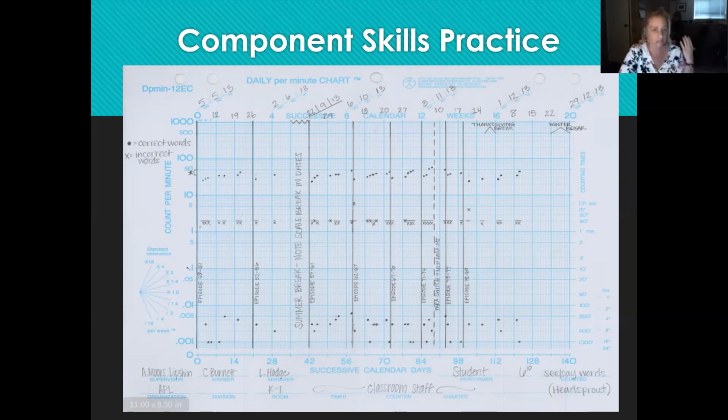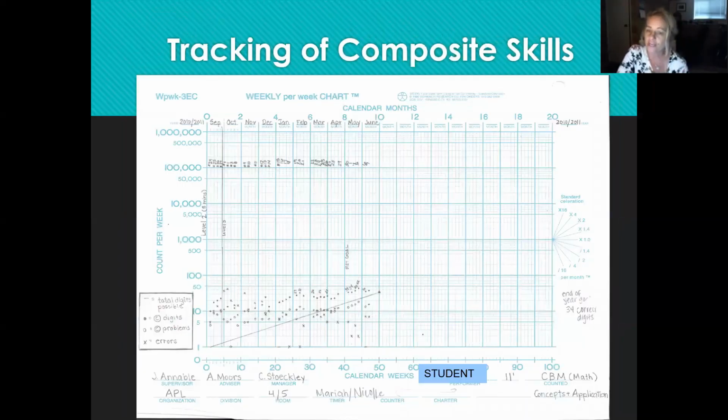Sounding out words, saying sight words, that's how you can read faster and get your oral reading fluency skills in paragraph reading or in prose reading higher, right? Very straightforward. Now you've also got weekly per week charts where you can actually track the student on a curriculum-based measurement probe, which is a general education standard, in this example here, for math.